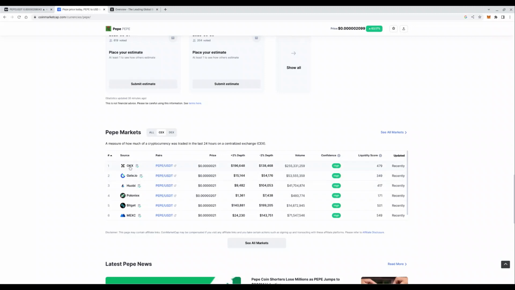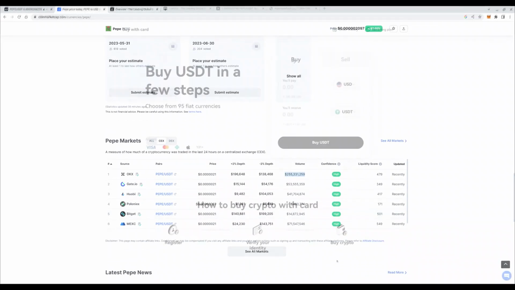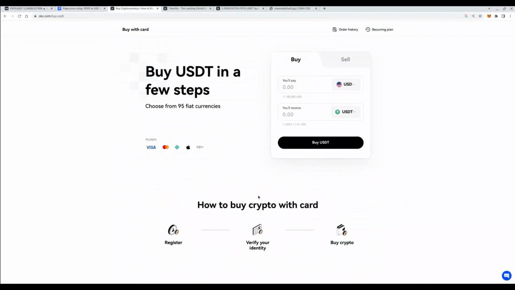So as you can see, OKEx is the largest exchange and where the most amount of volume is exchanged for this specific coin, Pepe. And we're going to use that to buy our coin today. So let's go to OKEx. Since OKEx is one of the largest exchanges in the world, it's a great idea to use it because then you're pretty much more secure than not.